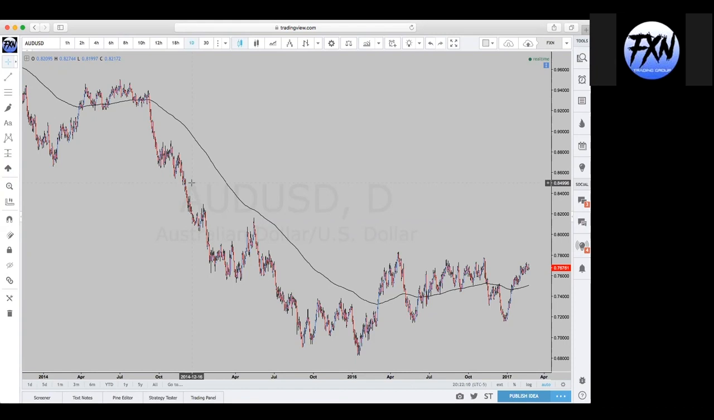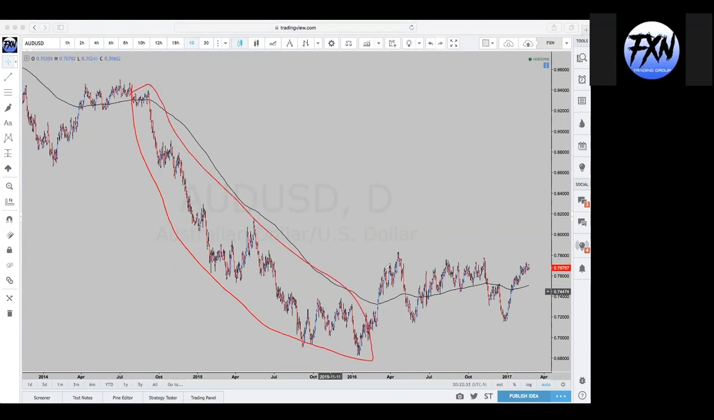Range, correct. We're in a range right now. We're moving sideways. We're just coming off of a downtrend right here, and now we're moving sideways.